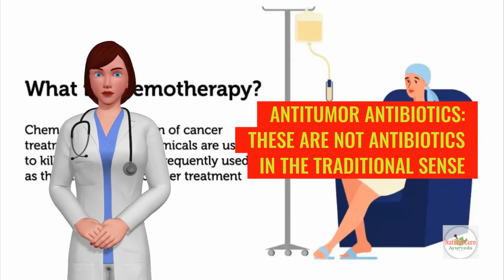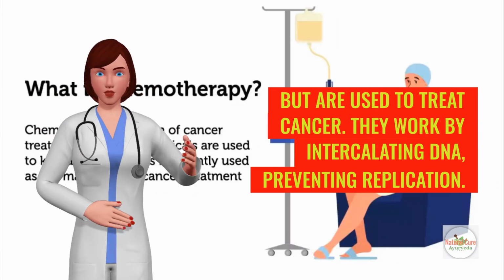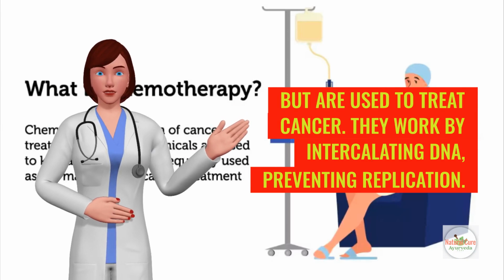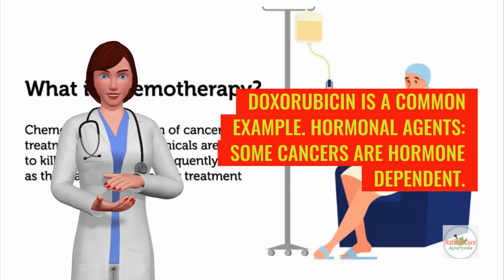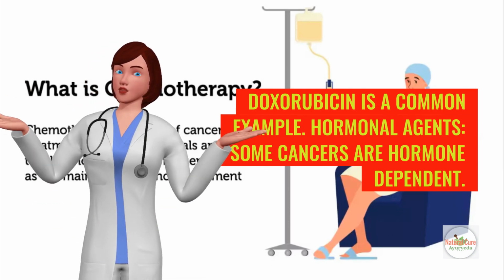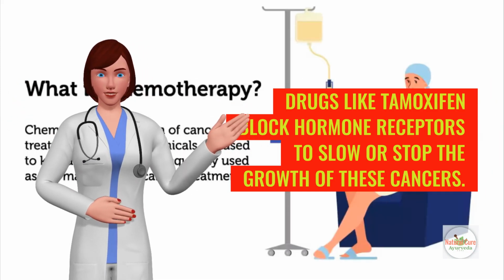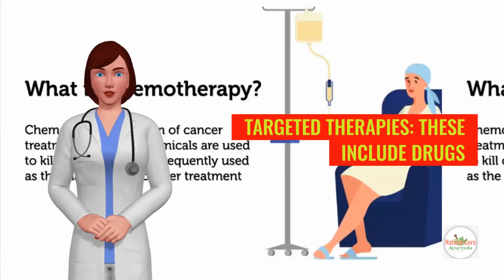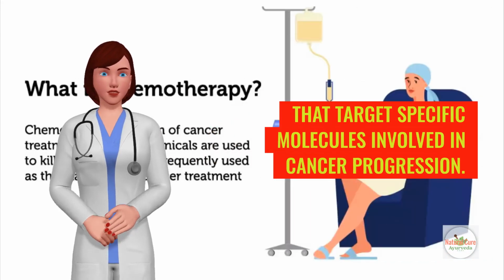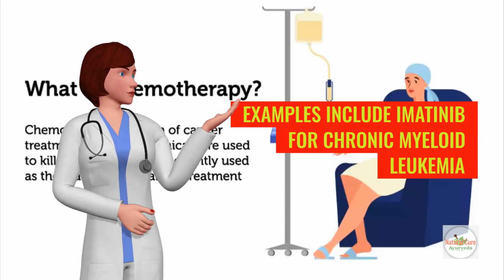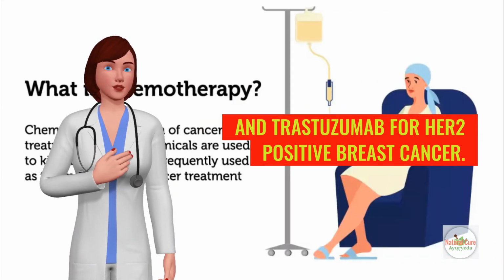Antitumor antibiotics. These are not antibiotics in the traditional sense but are used to treat cancer. They work by intercalating DNA, preventing replication. Doxorubicin is a common example. Hormonal agents. Some cancers are hormone dependent. Drugs like tamoxifen block hormone receptors to slow or stop the growth of these cancers. Targeted therapies. These include drugs that target specific molecules involved in cancer progression. Examples include imatinib for chronic myeloid leukemia and trastuzumab for HER2-positive breast cancer.